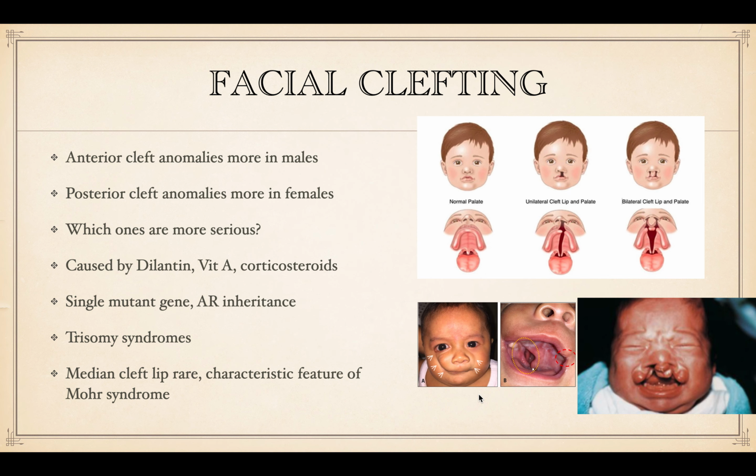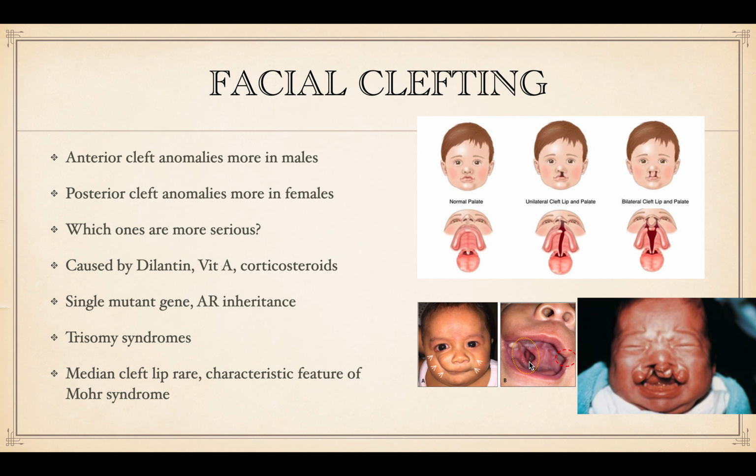Facial clefting is going to be problems with the process of fusion. The anterior cleft anomalies are going to be more in the male child, so it's going to be the primary palate not fusing, while the posterior cleft anomalies are more in females. As you can see here, there's the posterior, so that's going to be the secondary palate. Which ones are more serious?